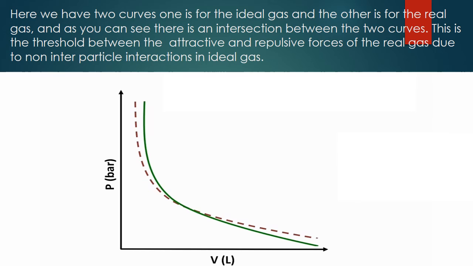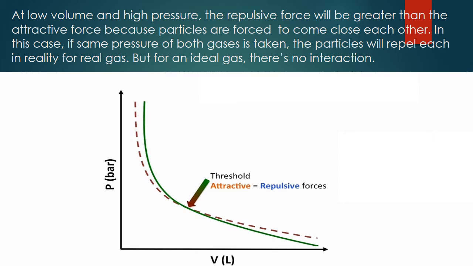So here we have two curves, one is for the ideal gas and the other is for the real gas. And as you can see, there is an intersection between the two curves. This is the threshold between the attractive and the repulsive forces of the real gas due to interparticle interactions, unlike the ideal gas. At low volume and high pressure, the repulsive force will be greater than the attractive force because particles are forced to come close to each other.